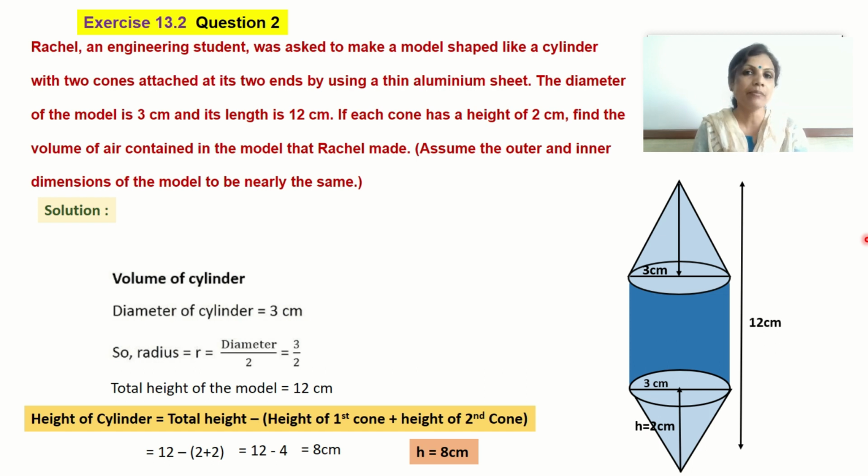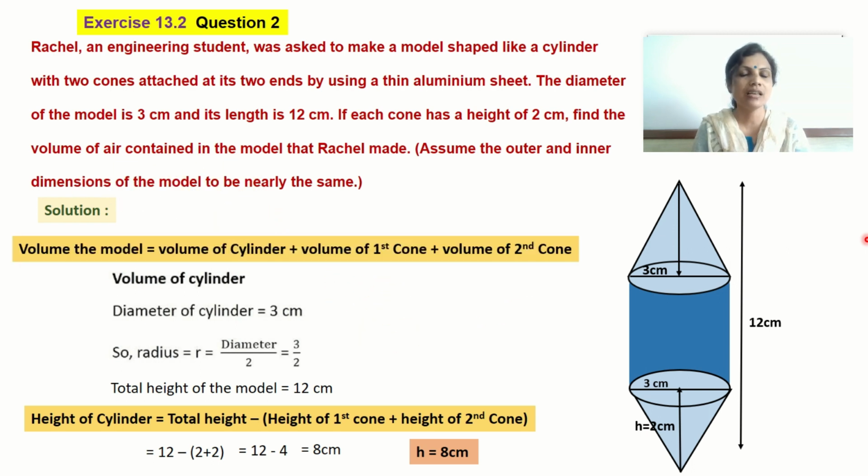So we have made a diagram. Looking at the diagram, solving the sum will be very easy. The figure tells us that the total volume of the model is the volume of the cylinder plus the volume of the first cone plus the volume of the second cone. So the formula is: volume of the model is equal to volume of cylinder plus volume of first cone plus volume of the second cone. Once the formula is made, solving the sum is not very difficult. Let's find out the volumes one by one.